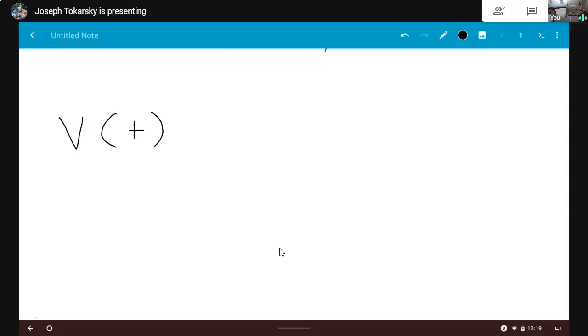If V is positive and a given acceleration, usually we symbolize acceleration with a lowercase a, so I'll do that. If those are both positive, regardless of their exact magnitude, we just know their signs are positive, their directions are both positive, that represents speeding up.